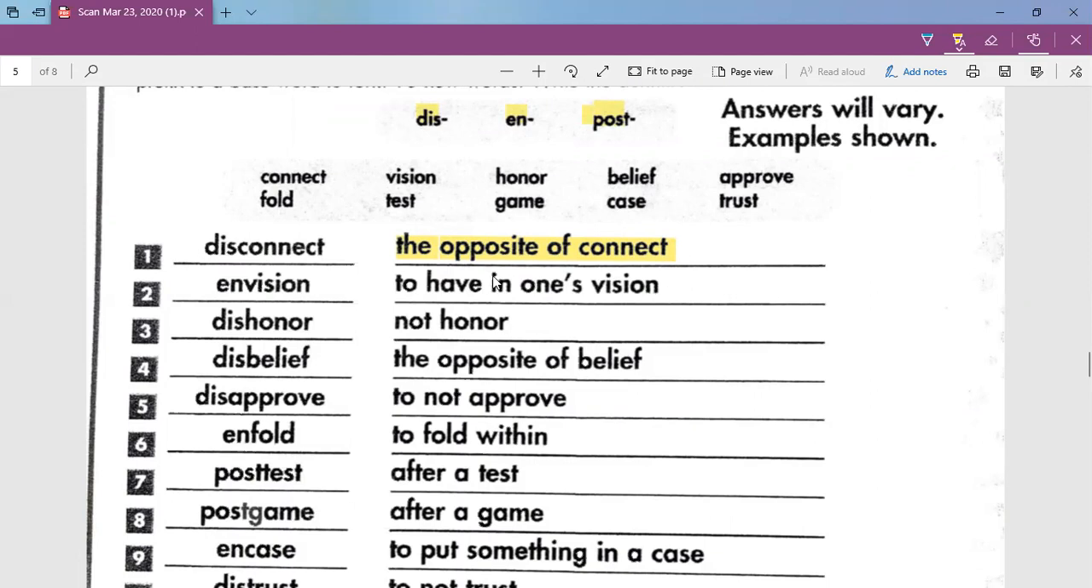Excellent. And dishonor, not honor. Exactly, no honor. And disbelief, the opposite of believe. Disapprove, to not approve. Okay, and enfold, to fold within.